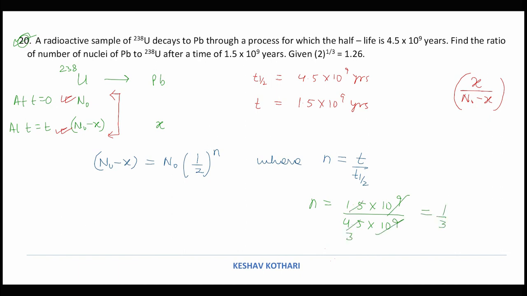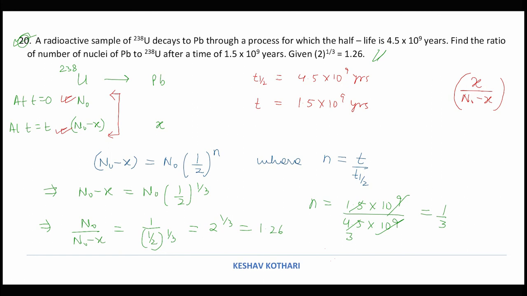So from here, I can say that N0 minus x is equal to N0 times half to the power 1 by 3. From this equation, I can write N0 upon N0 minus x is equal to 1 upon half to the power 1 by 3, which is equal to 2 to the power 1 by 3, and it is given to us as 1.26.